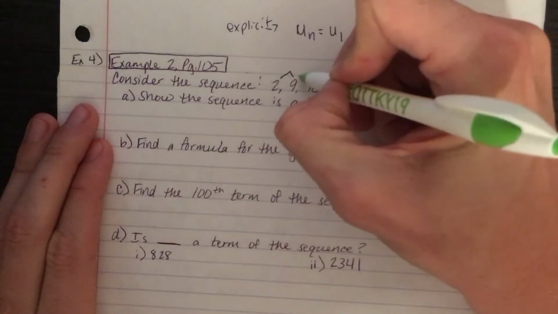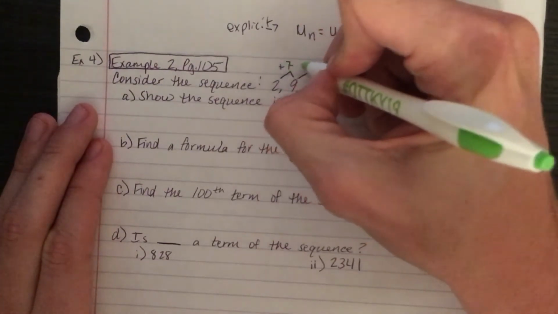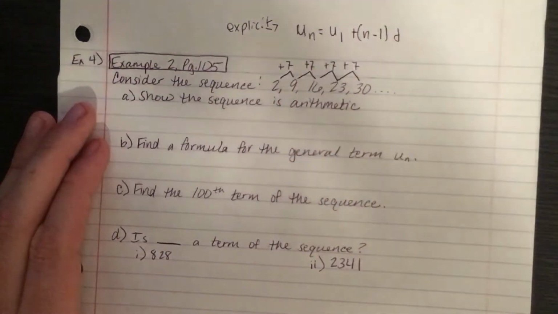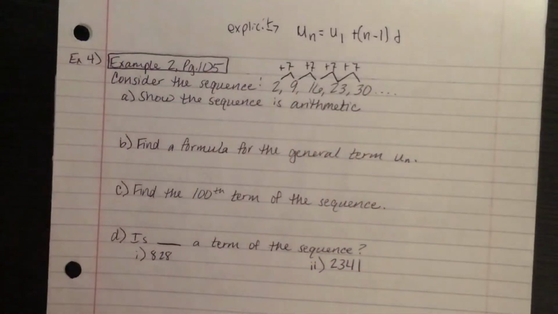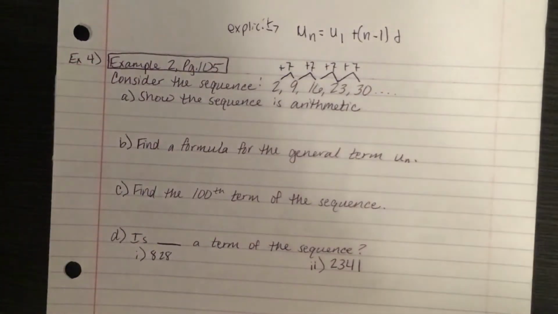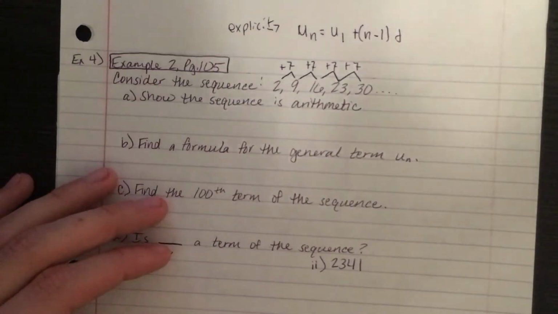So I'm going to just look here. Okay, I add 7 there, add 7, add 7, add 7. So that is good enough to show something is arithmetic. We add or we subtract the same thing the entire time. The difference there should be the same thing.